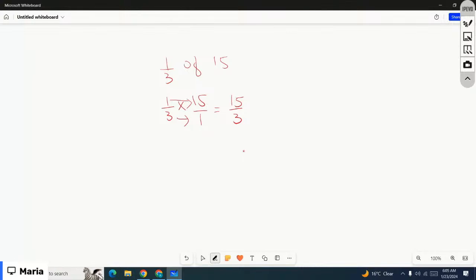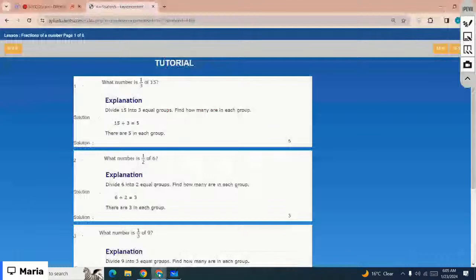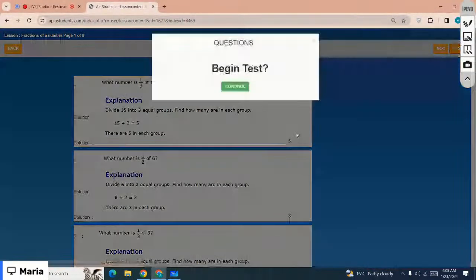Now you have to divide 15 by 3. So 3 times what number is 15? 3 times 5 is 15. That means 1/3 of 15 is 5. 1/3 of 15 is 5. Got it? So the correct option is 5, right? Let's just start with the test questions.